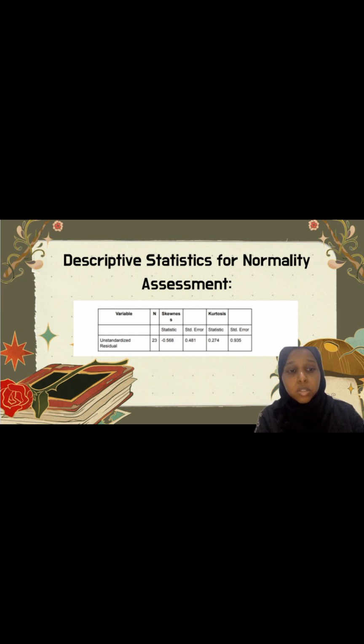The skewness value is minus 0.568, which means the data is slightly skewed to the left, but is still within an acceptable range, generally between minus 1 and plus 1. The kurtosis value is 0.274, which is close to 0, suggesting the shape of the distribution is quite normal, not too big and not too flat. So from these two indicators, we can conclude that the residuals are approximately normally distributed. This confirms that our regression model meets the normality assumption, which is very important for accurate statistical inference.